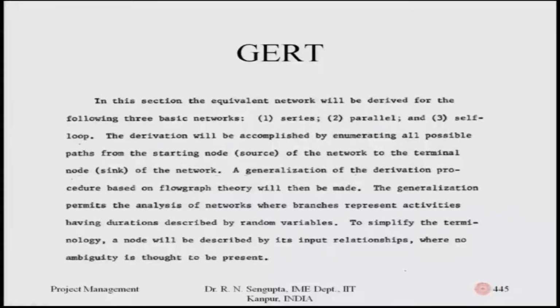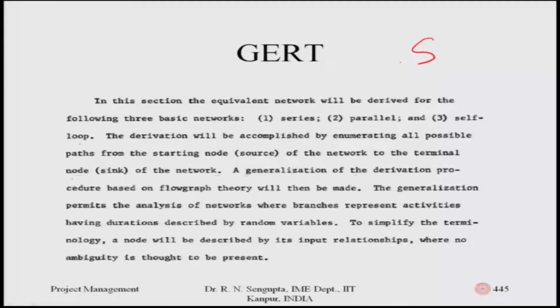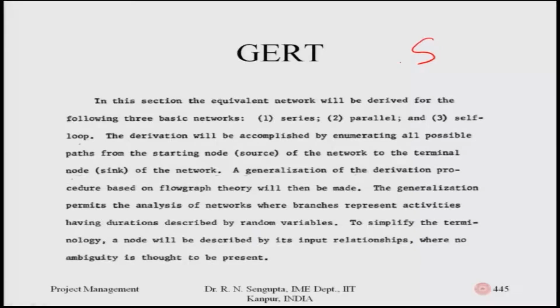The derivation will be accomplished by enumerating all the possible paths, or all the different types of occurrences which can occur from the starting node, which is the source. If you remember the source S which I have been mentioning time and again, like in the last to last diagram, S was leading to 1, S was leading to 2, S was leading to 3. So S is basically the source; S in the end can be a sink also. So that is the nomenclature we have to change, how sink is denoted. So, starting from the source of the network to the terminal node, as I mentioned, which is the sink.